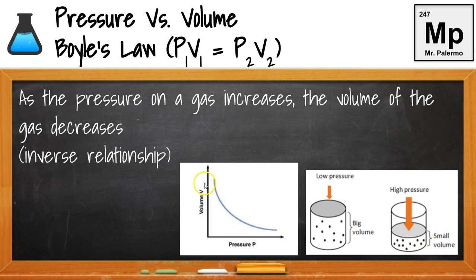And so our inverse graph is going to look like this. Increasing pressure, we see a decrease in volume. And we can see that here as well. As we increase from low pressure to high pressure, you can see the amount of space that we have is going to decrease.